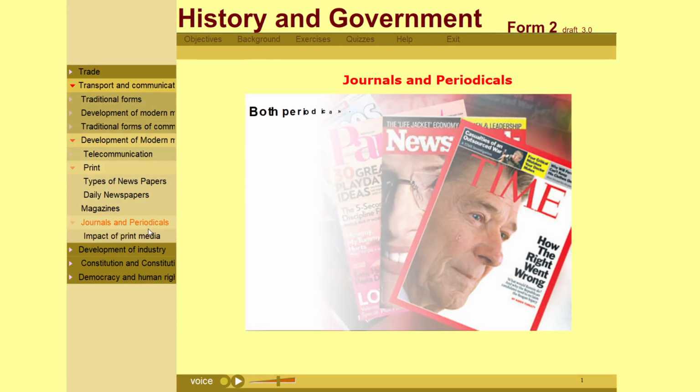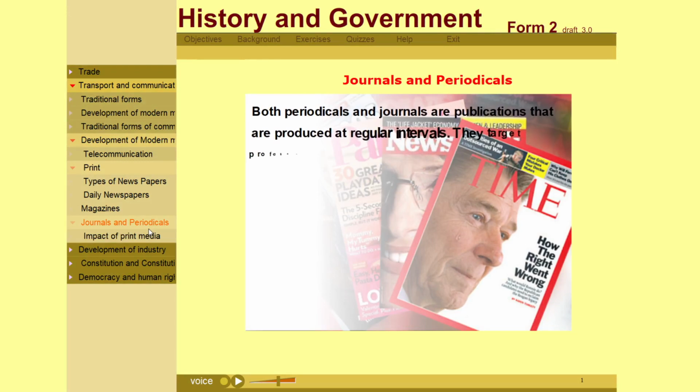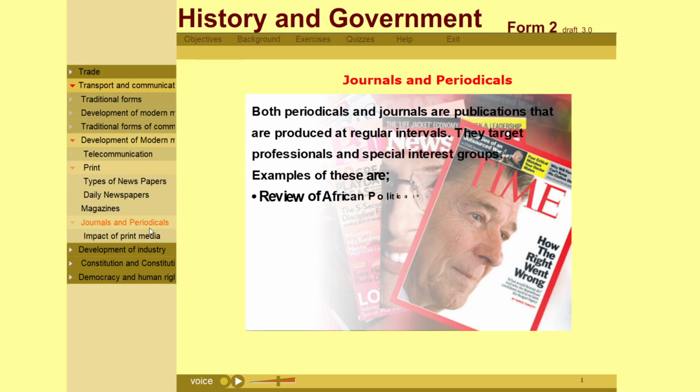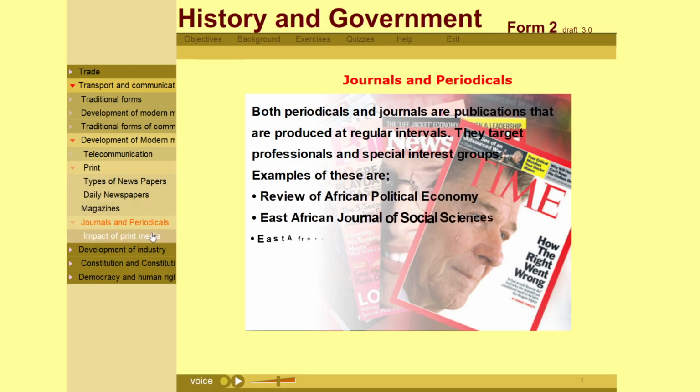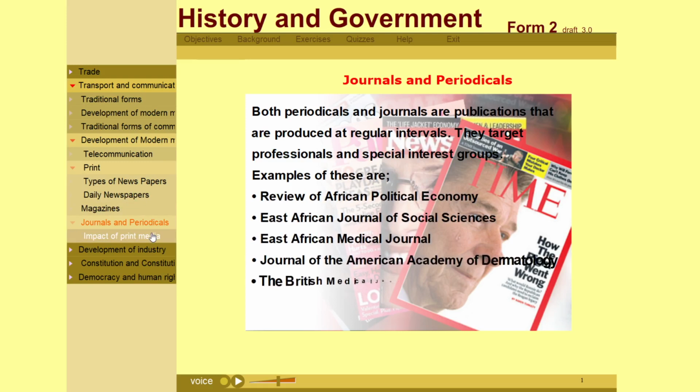Both periodicals and journals are publications that are produced at regular intervals. They target professionals and special interest groups. Examples of these are Review of African Political Economy, East African Journal of Social Sciences, East African Medical Journal, Journal of the American Academy of Dermatology, the British Medical Journal, and the Career.